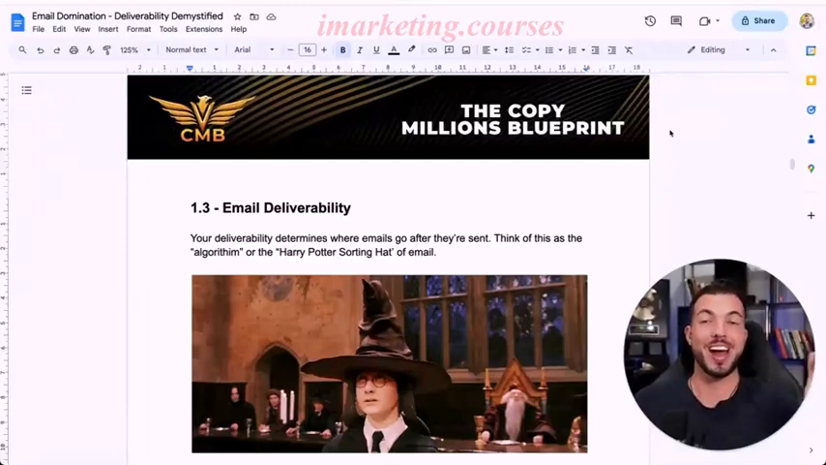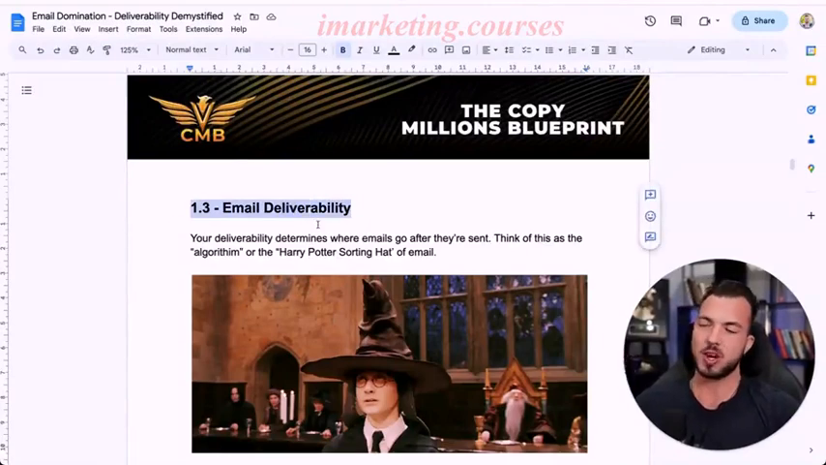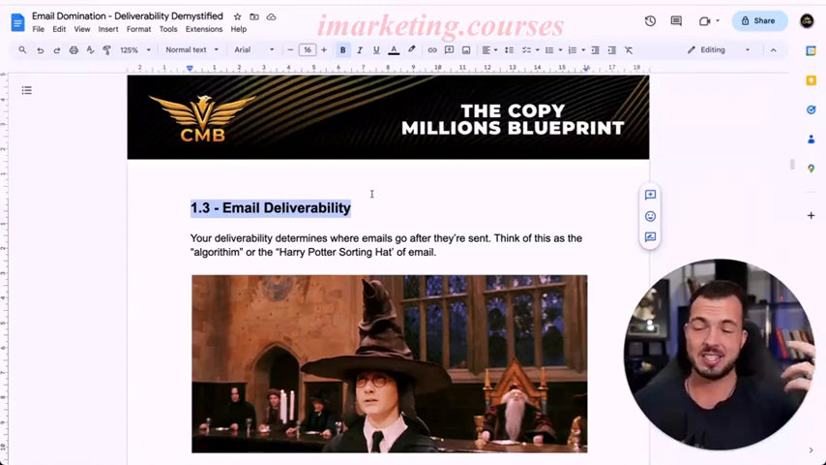Welcome back. So now we are going to talk about possibly one of the most important factors when it comes to email marketing. That is going to be email deliverability. Okay. Now, a lot of people try and overcomplicate this and make this seem like this really pie in the sky, complex topic. And it is easy to get lost in the weeds. So I am going to try and make this as simple as humanly possible for you to understand.